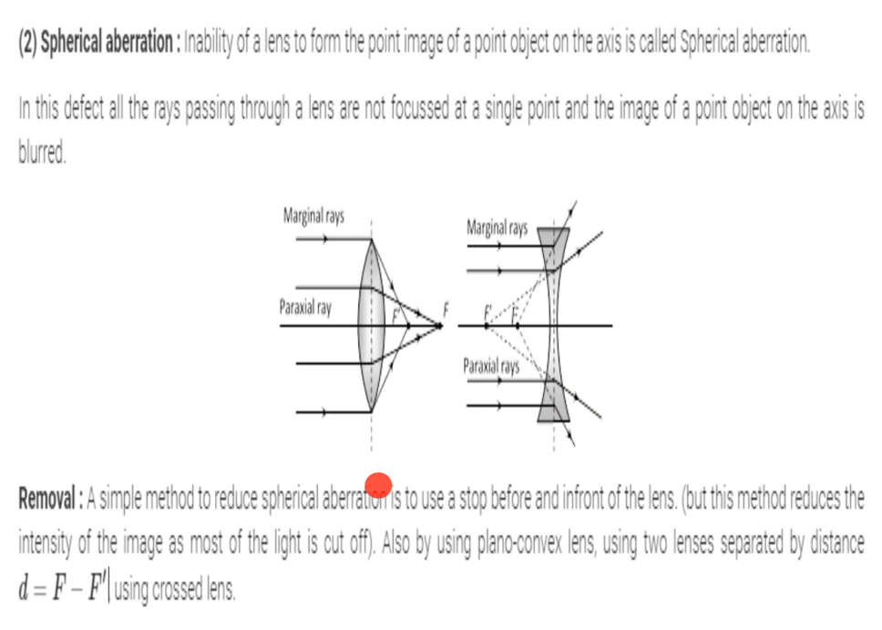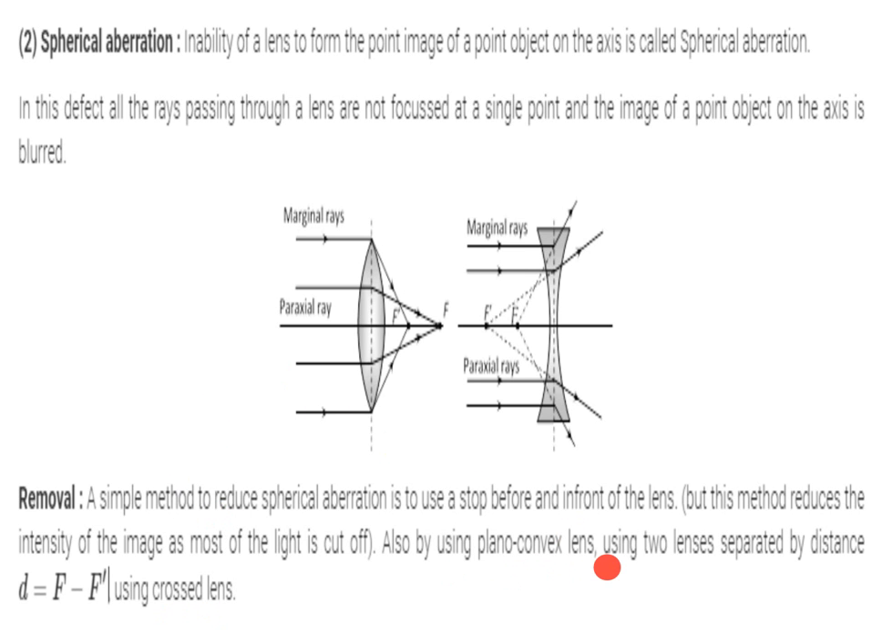So, what will be the method to remove this spherical aberration? Let us see here. Removal. A simple method to reduce the spherical aberration is to use a stop in front of the lens. But this method reduces the intensity of the image as most of the light is cut off. Also, by using a plano-convex lens, or using two lenses separated by a distance d is equal to f minus f dash, using crossed lenses, the spherical aberration can be removed.